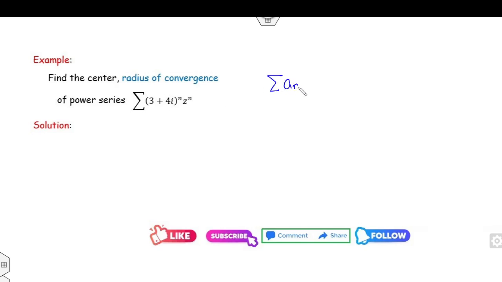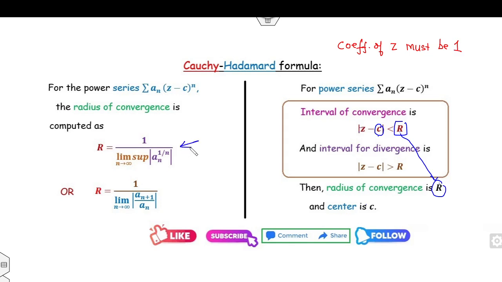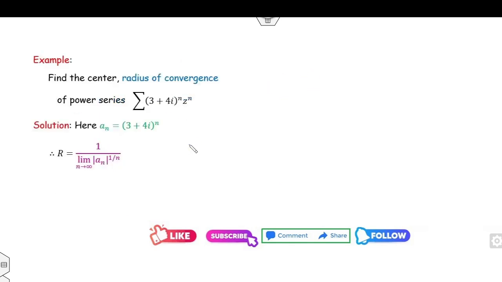Compare the power series with the general form. What is the value of a_n? Your a_n will be (3 + 4i) raised to power n. How can you find the radius of convergence? You can see it is a power of n, so I prefer to use the limit supremum of |a_n| raised to power 1/n. Because there is only one term, there is no need to write the supremum. So can you find the value of |a_n|^(1/n)? The n will be cancelled out.